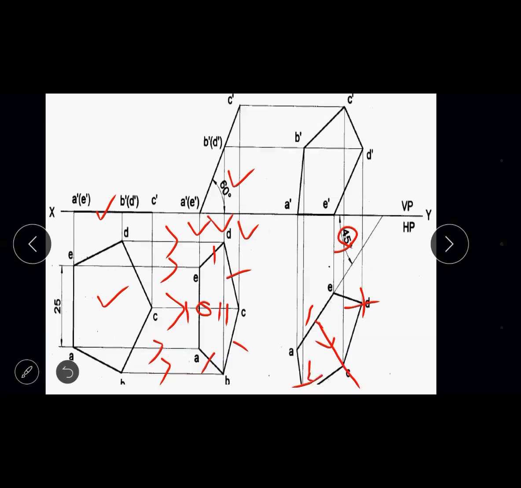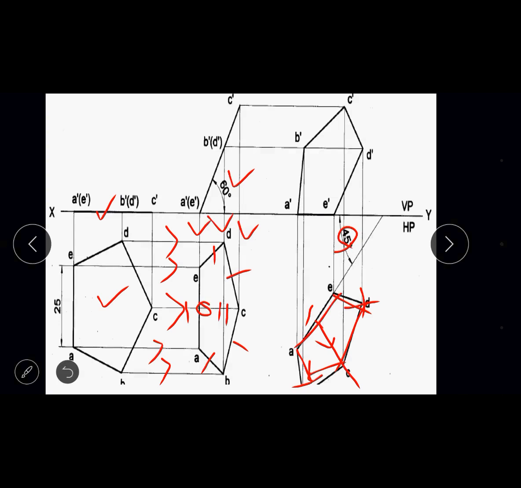When you bisect the arc you will get corner B. Then just join A to B, B to C, C to D, D to E, and A is already available. In this way you can get the third top view.